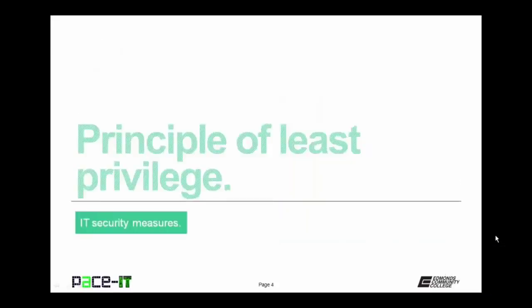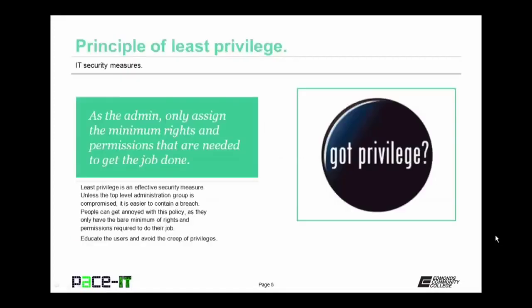We're going to begin with the principle of least privilege. Least privilege is an effective security measure. Unless the top-level administration group is compromised, it is easier to contain a breach. People may get annoyed with the policy of least privilege, as they only have the bare minimum of rights and permissions that are required to do their job. But your job as the administrator is to avoid a creep in privilege escalation.